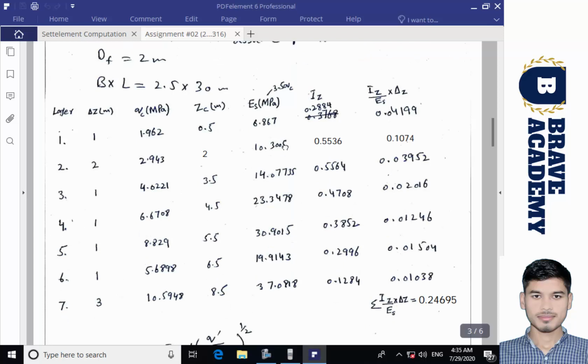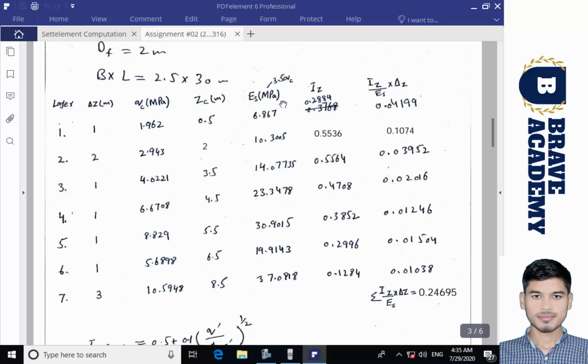After that, Es is equal to 3.5 qc in case of strip footing. In our case our footing is a strip footing, so we will use 3.5 qc, but if there is a square footing we will use 2.5 qc. Just multiply these qc values by 3.5. Multiplying with 3.5, you will get 6.867. Multiply this by 3.5, you will get this. Multiply this by 3.5, you will get this, and similarly so on.